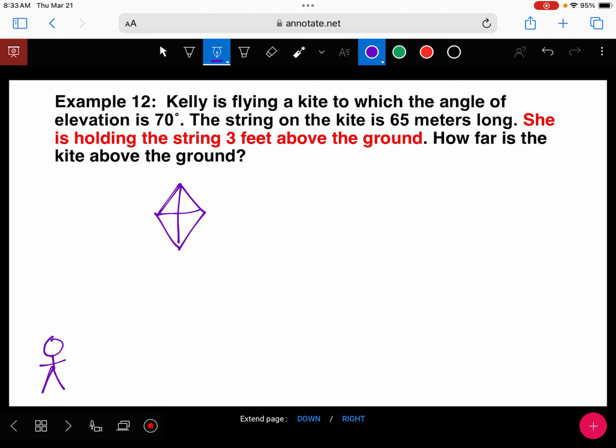Wait, it's meters or feet? Because that says meters. Oh, it should be feet. I'm sorry. No, it says 65 meters. Oh, so she's holding it. Oh, yeah, you're right. We got different units here. So why don't we change that to how many meters are in a foot? Is it 3 meters in 1 foot? No, 3 feet in 1 meter. Let's just make it 65. So let's say she's holding it 9 meters above the ground then. 9 meters. Wait, how many feet is 9 meters?